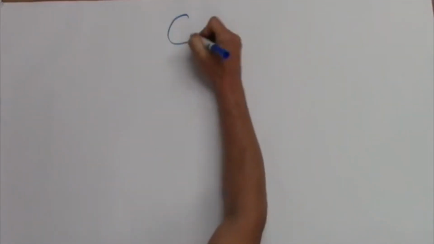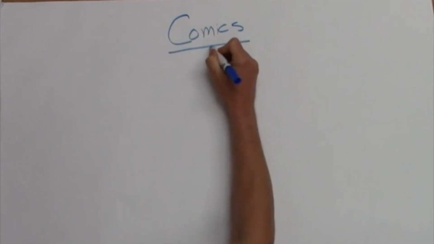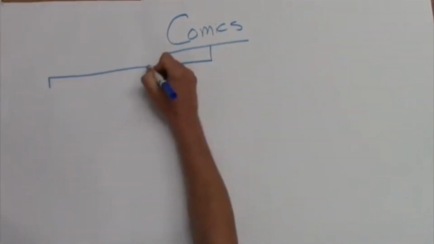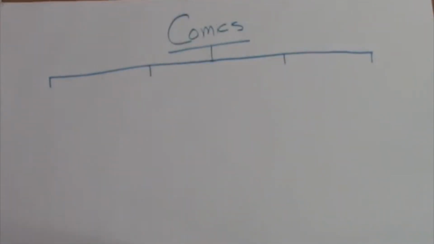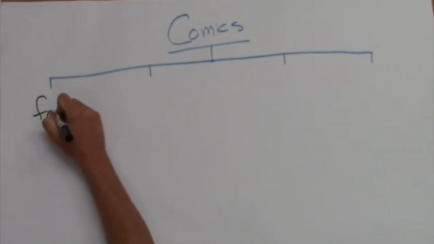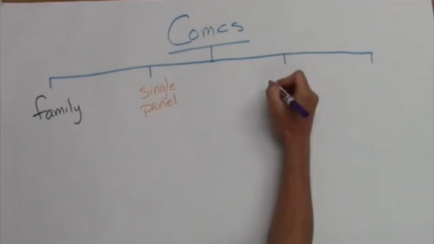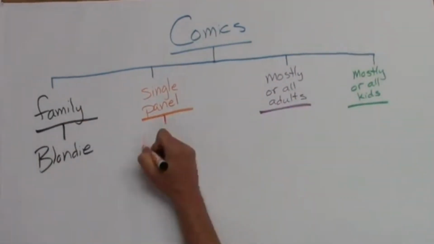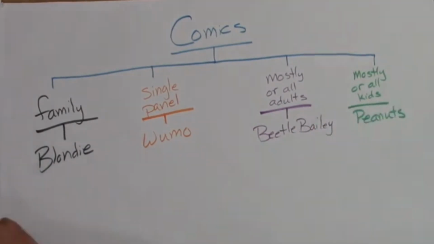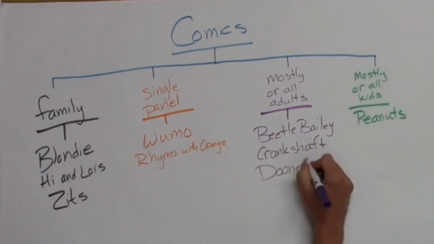Tree maps can also help you think about something in new ways by classifying. Did you ever notice that there are certain types of comics in the Sunday paper? Some are about families, some are single panel, some are mostly or entirely about adults or kids. Now you can see that family comics are the most popular, and comics populated entirely by children are least popular, which might come as a surprise.